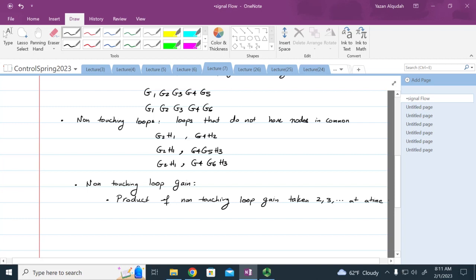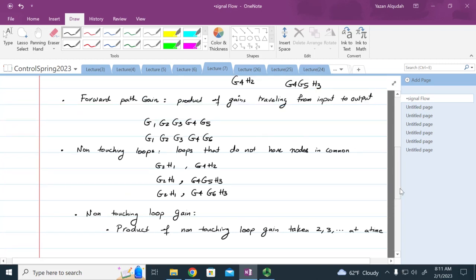So looking at the example, we're going to start with 2 and then 3 and 4. With 2, we take 2 loops that are not touching at a time and multiply their gains. And then when we're done with all the 2 loops that are not touching, we can look at whether there are 3 loops that are not touching, and we take the product of their gains.